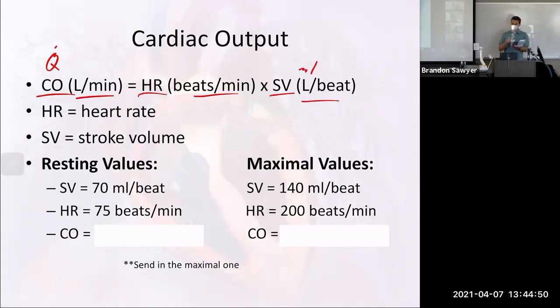When we multiply those two together, there's beats on the top and beats on the bottom, right? So those are going to cancel out, and now we have a volume on the top and minutes on the bottom. That's how we end up with liters per minute.